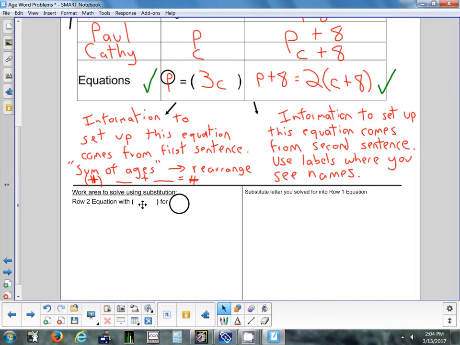All right, so I'm always going to substitute the row 1 equation into the row 2 equation. I'm always going to take this here and plug it in for this over here. All right? So what letter am I going to be substituting for? What letter am I substituting for?